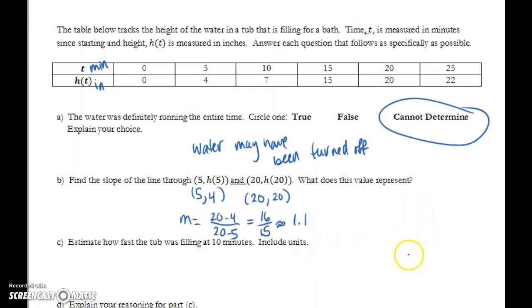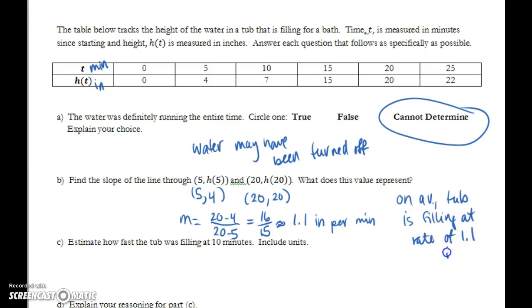And let's put a unit on this. So the numerator are y values, and that measures inches. And we're dividing by minutes, so it's inches per minute. So on average, the tub is filling at a rate of 1.1 inches per minute.